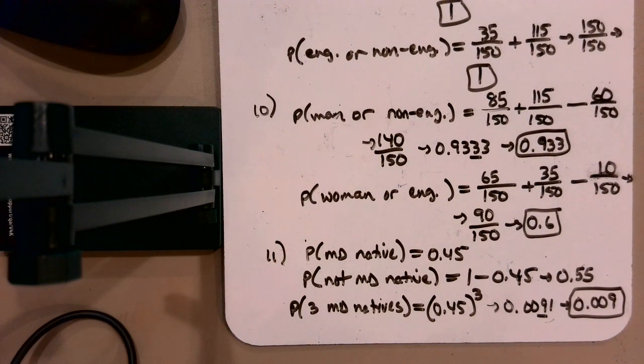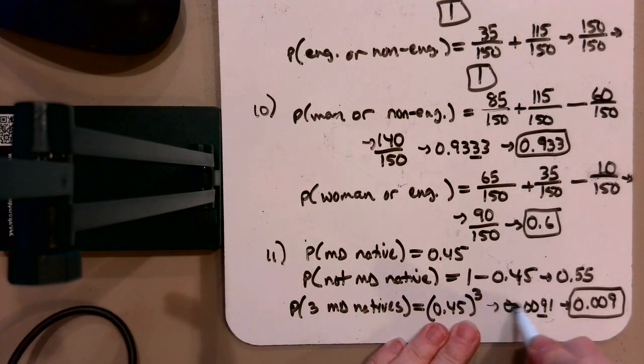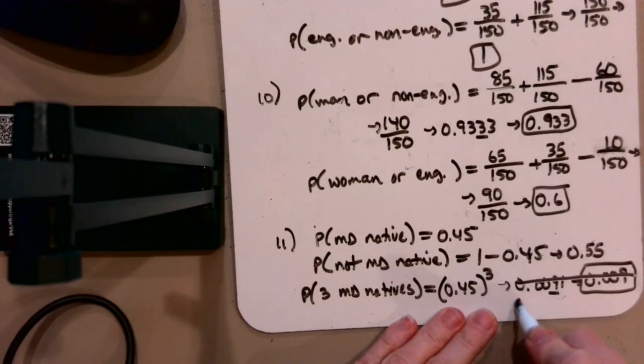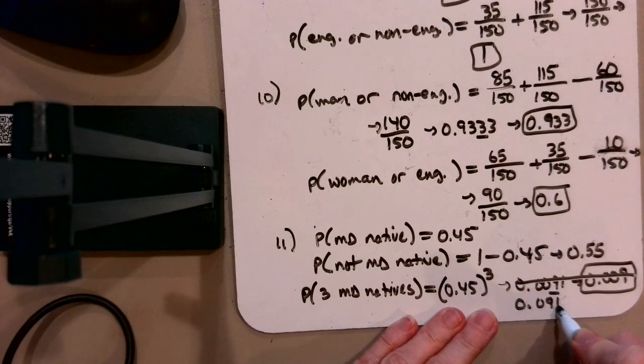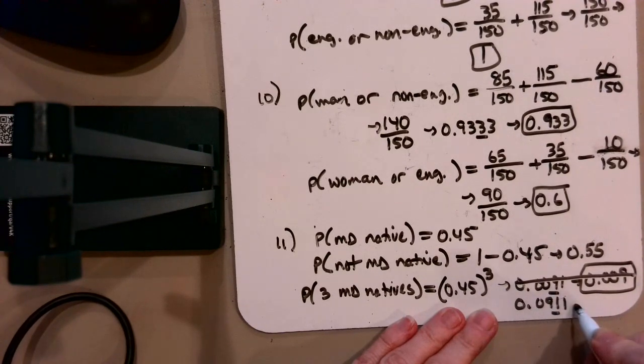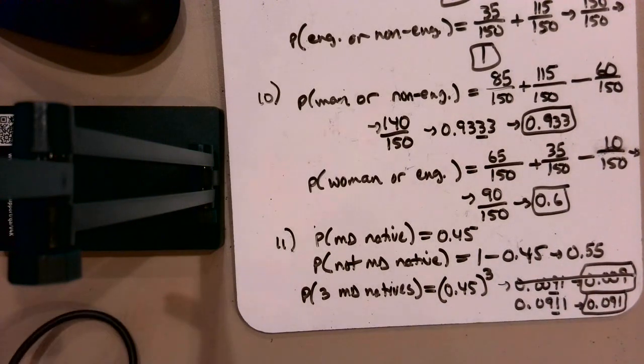The other version, 0.0, wait a minute, let me try that again. Looked at my calculator wrong. Try that again. 0.0911 something. So that's 0.091. Sorry, read that wrong. That's my right answer. Okay.